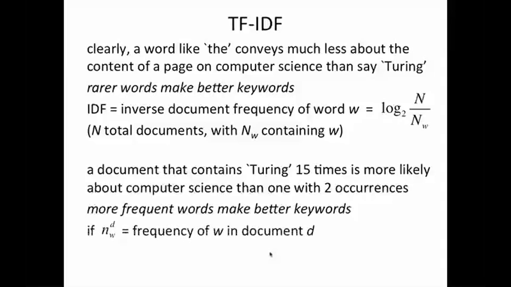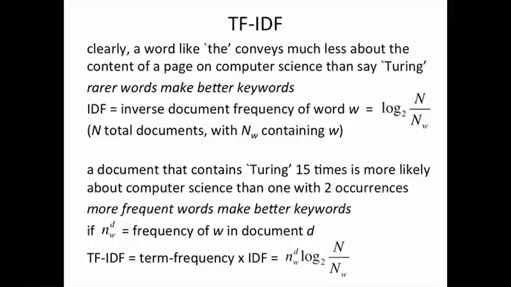So we simply multiply the inverse document frequency with another term, which is the frequency of the word in a given document. So if the word occurs 5 times, n_w,d is 5, and so on. So TF-IDF is nothing but the term frequency multiplied by the inverse document frequency. Words having a high TF-IDF are considered to be good keywords.